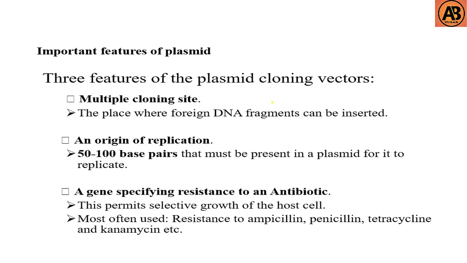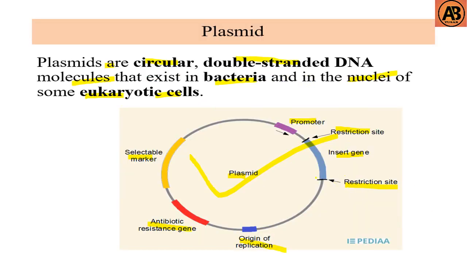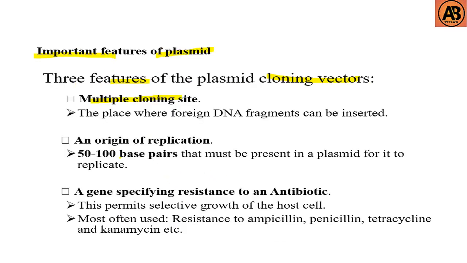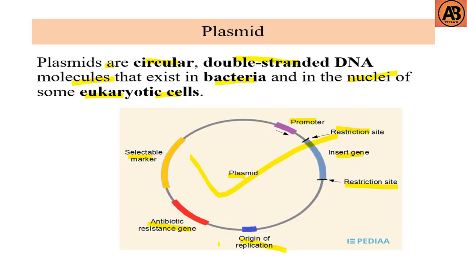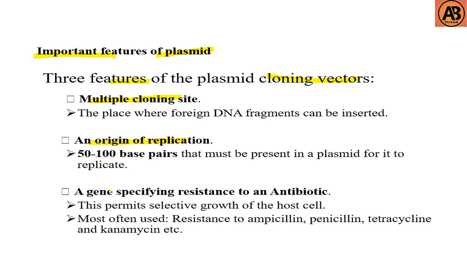Then the important features of a plasmid. Three features of the plasmid cloning vector are, first, a multiple cloning site. Here I can see the multiple cloning site. Then an origin of replication, where I can see the origin of replication. Then a gene specifying resistance to an antibiotic. This permits selective growth of the host cell. Most often used is resistance to ampicillin, penicillin, tetracycline, and kanamycin, etc.